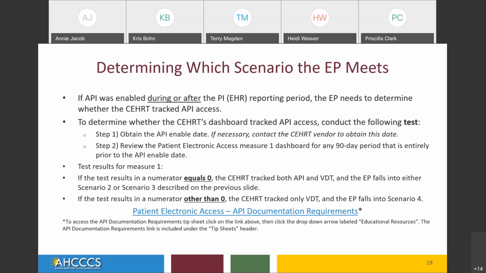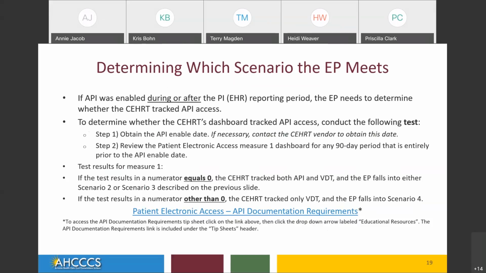Okay, so let's determine which scenario the EP needs. If API was enabled during or after the PI reporting period, the EP needs to determine whether the Cert tracked API access. We are going to go through a test that you can use later on to determine when API was turned on. To determine whether the Cert dashboard tracked API access, you'll conduct the following tests.